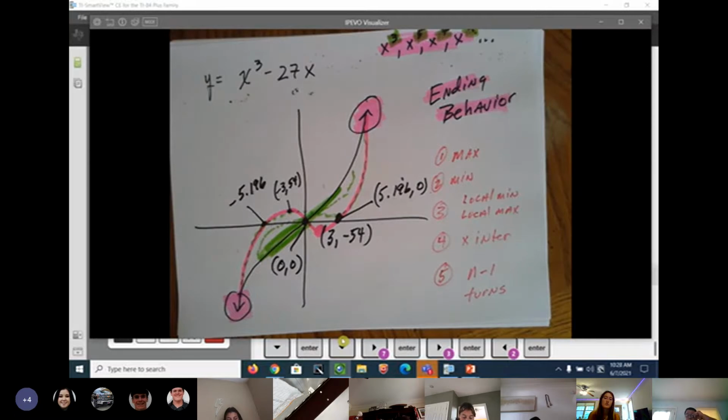Okay? Now, they're going to be a little bit more challenging, but it's on the calculator, so all you got to do is type it in correctly, okay? So let's look at another one.